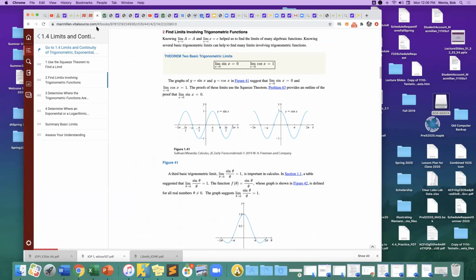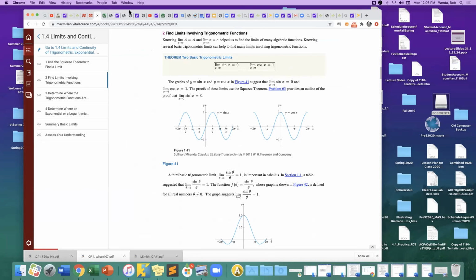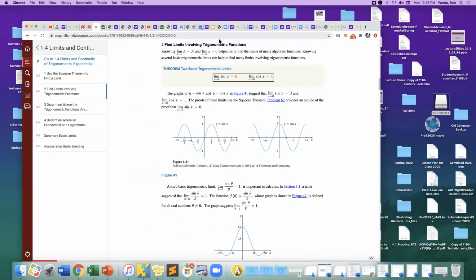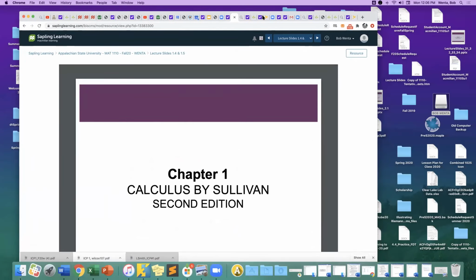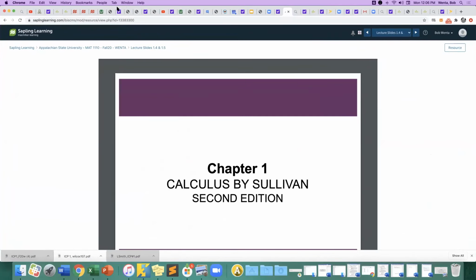Well, there's section 1.4, but what I want is the slideshow. Okay, I think this is it, right? Yeah, slides 1.4 and 1.5. Okay, so I believe that this is now the slides for 1.4, and you can see them, yes? I'm verifying that you can see that.